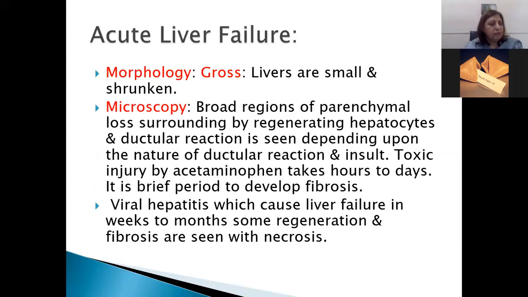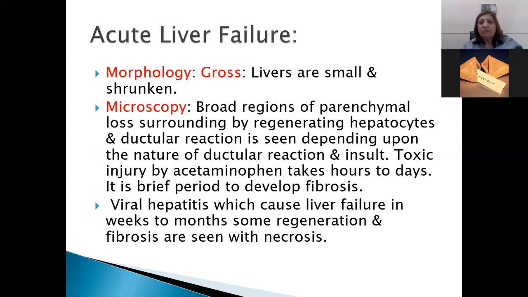Initially, when liver failure starts, the liver is going to be enlarged, but later on it will be shrunken in size. Instead of larger, it will be smaller in size. A broad region of parenchymal loss surrounded by regenerating hepatocytes can be seen with ductular reaction, which depends upon the nature of the insult.